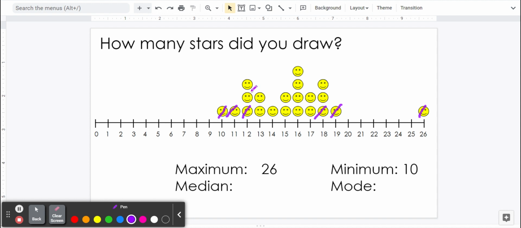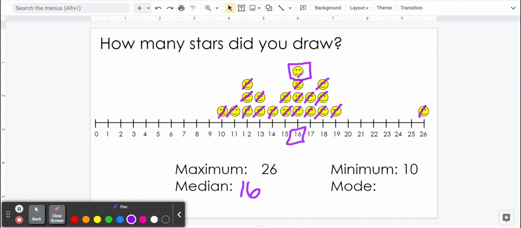There's another 12 here, so I'm going to cross off a small and a large number. Small number, large number. Small number, large number. Small, large, small, large, small, large, small, large. This one is then the one in the middle. Okay, so it would be 16 as the median.